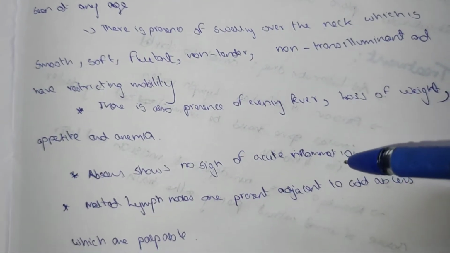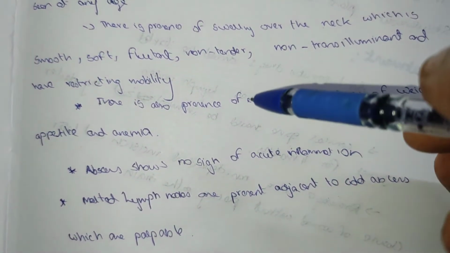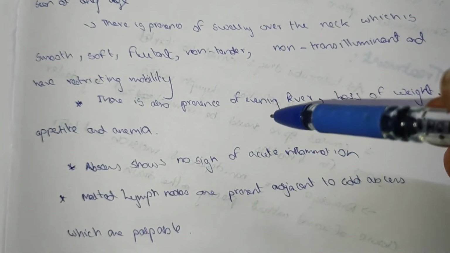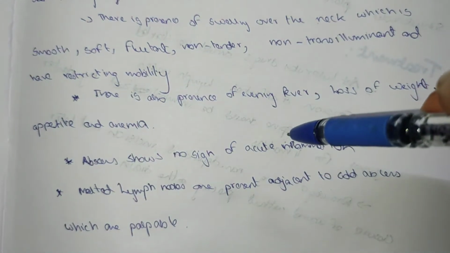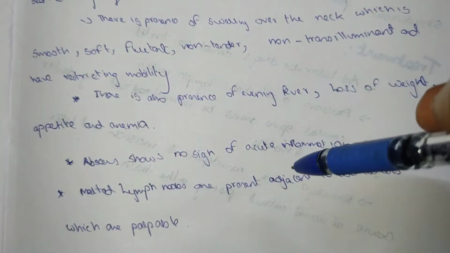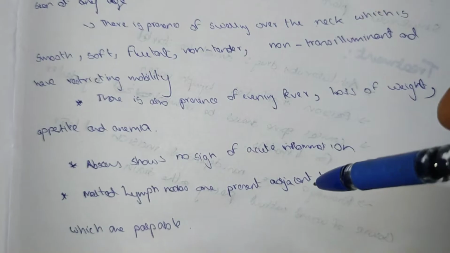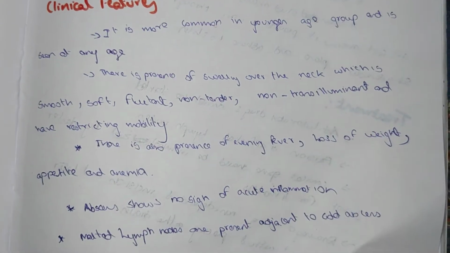The abscess shows no sign of acute inflammation. Matted lymph nodes are seen adjacent to the cold abscess, which are palpable. And these are the clinical features of the cold abscess.